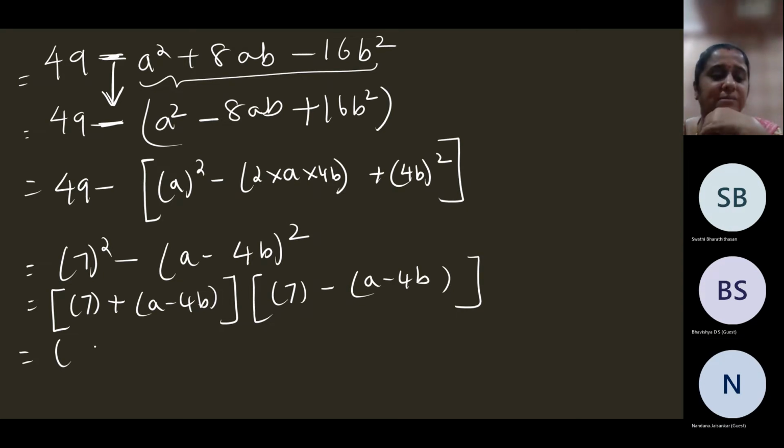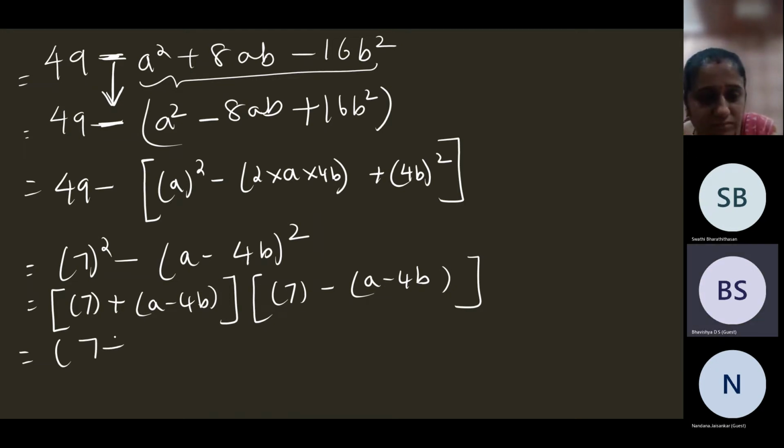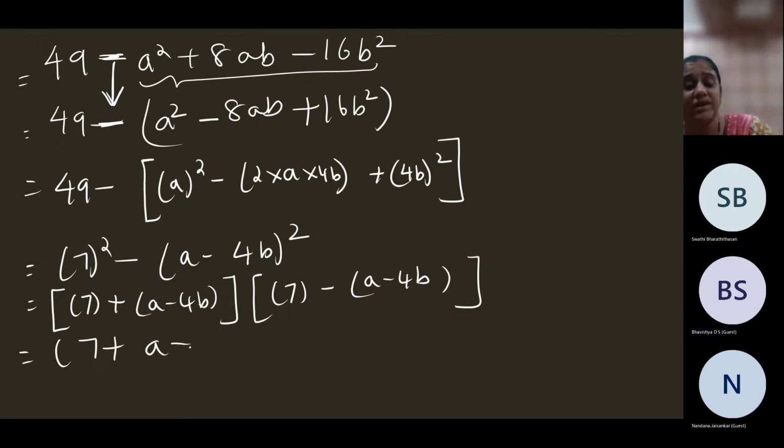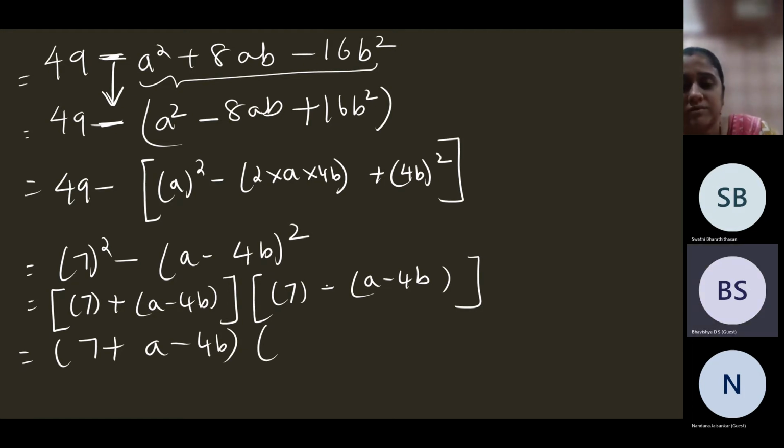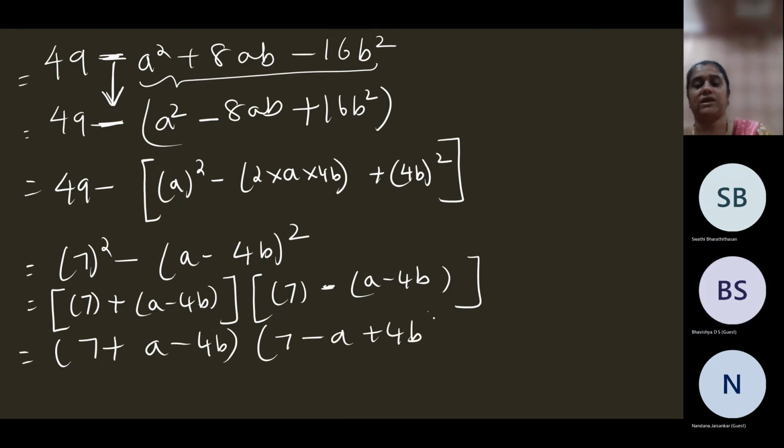Sorry. What's the final step? Ma'am, 7 plus a minus 4b, ma'am. Then 7 minus a plus 4b. Very good, very good. This is the final answer. Yes, children, please take down.